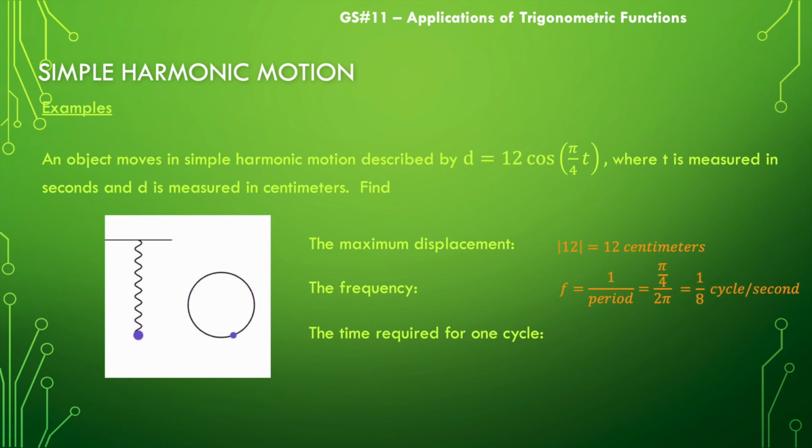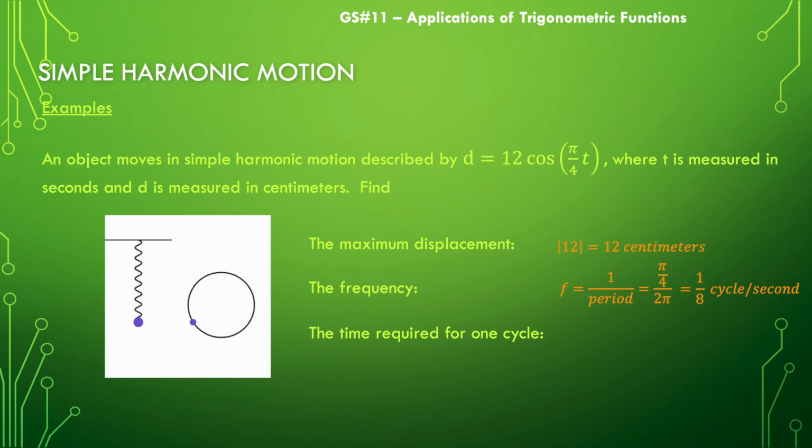And then we want to say, well, 1/8 what, right? The frequency is telling us how many cycles does this object move through per unit of time. And we are measuring our time in seconds. So this is going to go through 1/8 of a cycle per second.